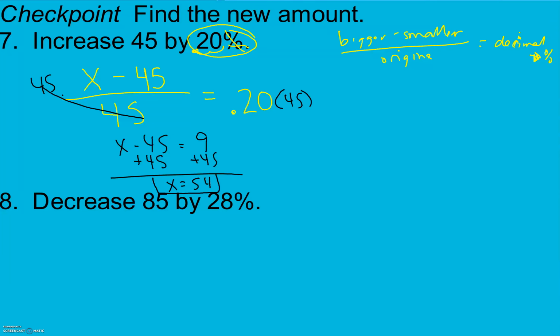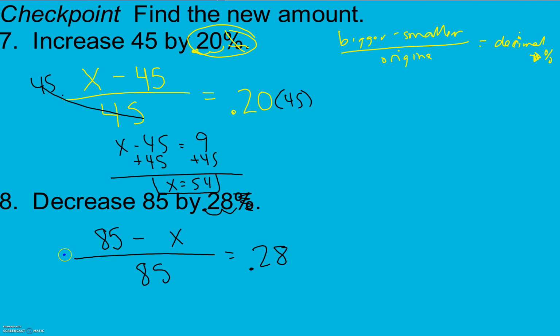Same idea here. We're going to decrease 85, which means we started at 85, and we're going to decrease it by 28%. So to get rid of our percent sign, we move it 2 places and set it equal to our ratio. Again, we go from percent to decimal. We know we're subtracting bigger minus smaller. So if we're decreasing 85, that means 85 is bigger than what we're going to get. Decrease means we're going to bring it down. So we're going to start at 85 and get a smaller number.